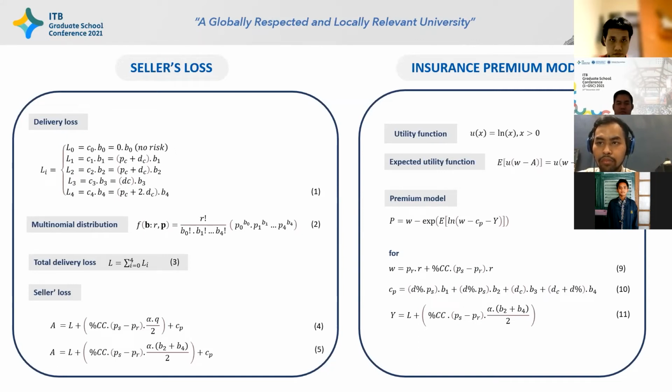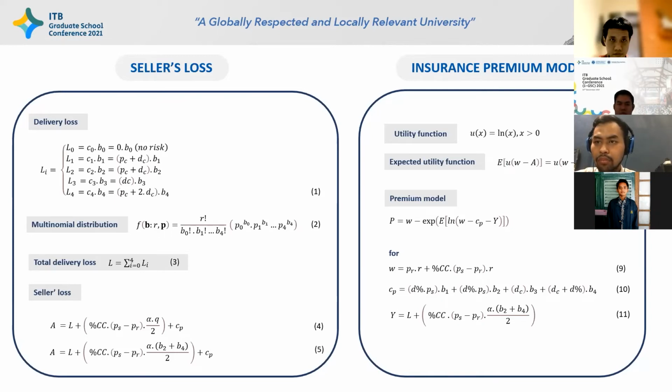So variable R means the number of items shipped in 1 month. And P1 until P4 is the probability of each risk. Meanwhile, P0 is the probability that no risk occurs. And we can get the total delivery loss by adding all of the delivery risk losses. Moreover, the number of non-ideal items due to the delivery risk also affects the increase of storage costs.